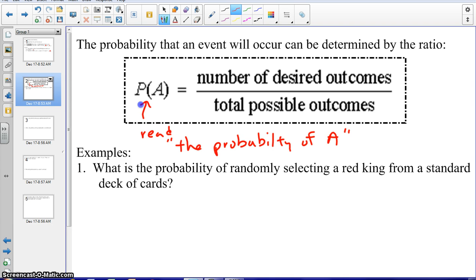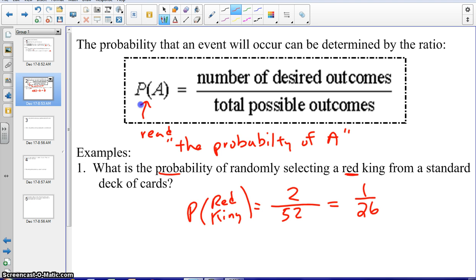What is the probability of randomly selecting a red king from a standard deck of cards? So we want to determine the probability of getting a red king. Well, we know the total possible outcomes for the denominator, there's 52 cards in the standard deck. Out of those cards, we know that there are 4 kings, but we want red kings, so that would be 2. And let's always go ahead and reduce, so that would be 1 over 26. So there's a 1 out of 26 probability that will occur.